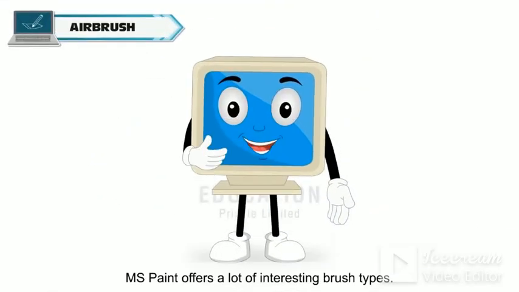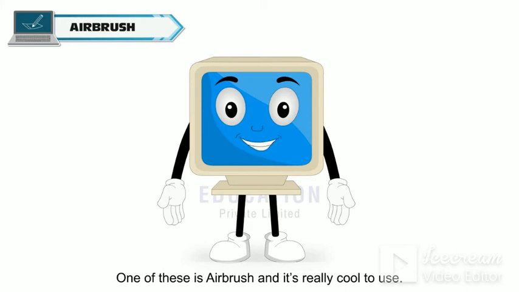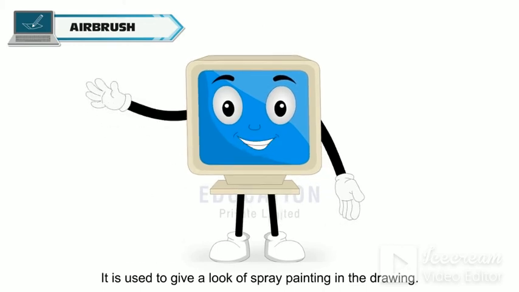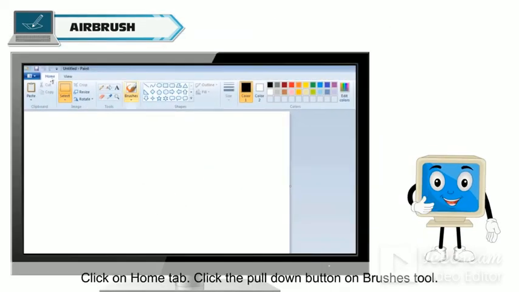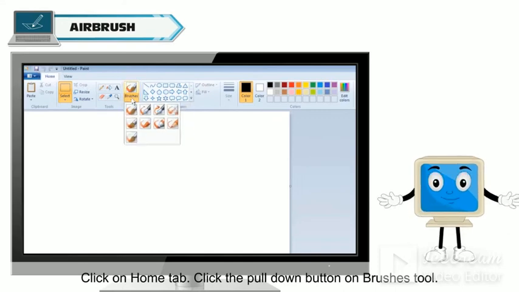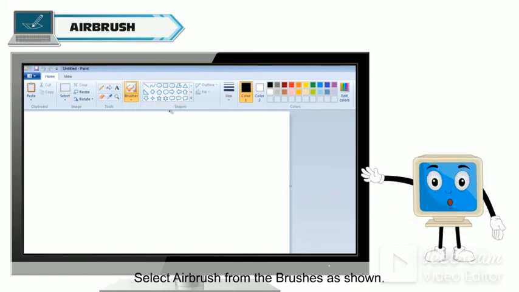MS Paint offers a lot of interesting brush types. One of these is airbrush and it's really cool to use. It is used to give a look of spray painting in the drawing. To use airbrush tool in your drawing, click on Home tab. Click the pull down button on Brushes tool. Select airbrush from the brushes as shown.